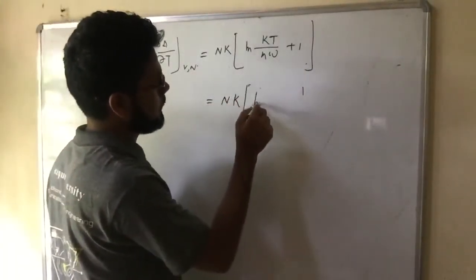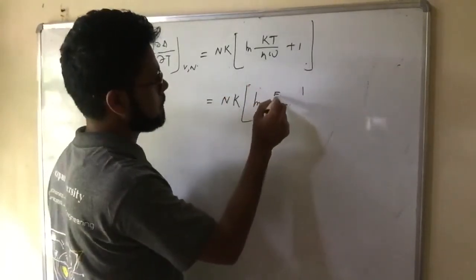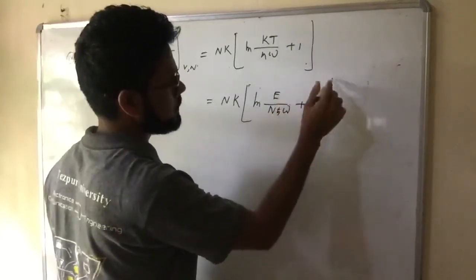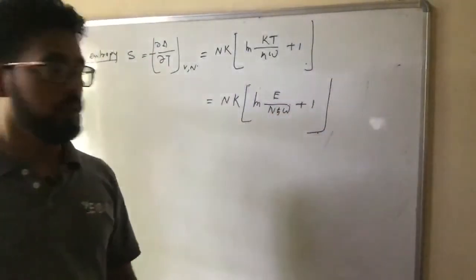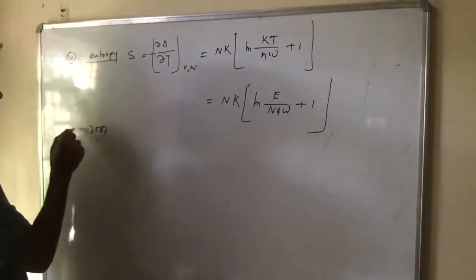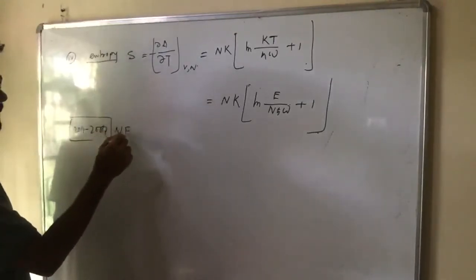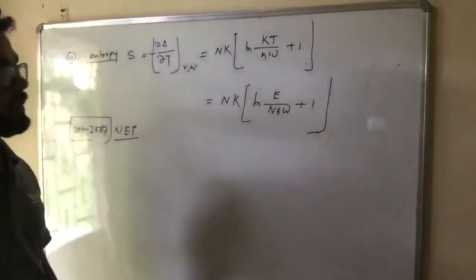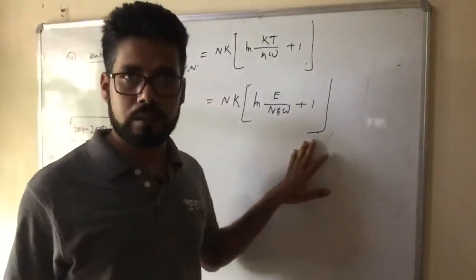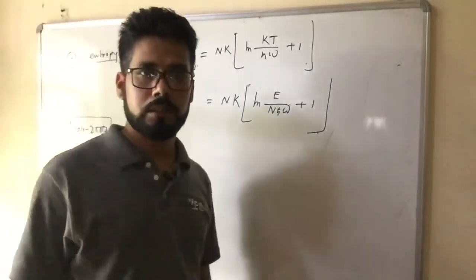Now if I replace, classical energy equal to how much? kT equal to E by N. So E by N by h cos omega plus 1. See, now in the NET paper, 2014 to 2017 NET question papers, what have they given? If the entropy of a harmonic oscillator is given by this one, correct? Then find the temperature of the system. Can you calculate the temperature of the system?